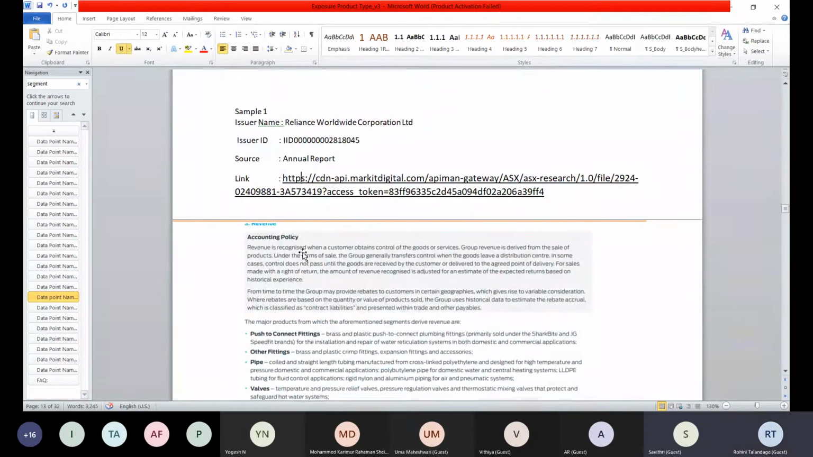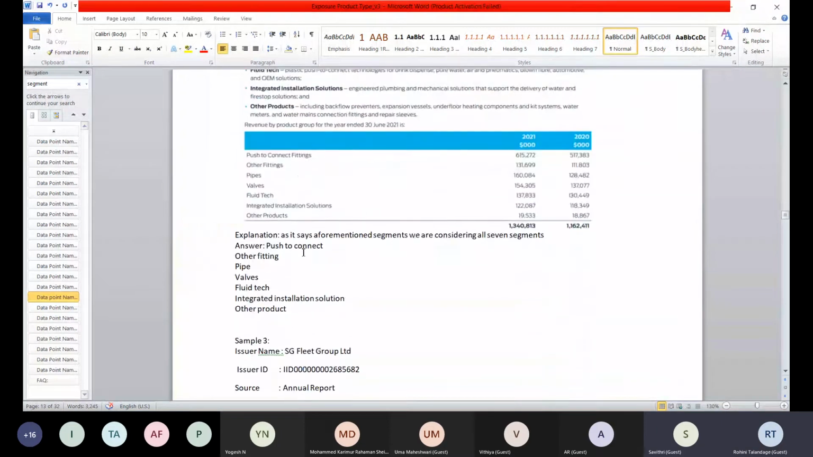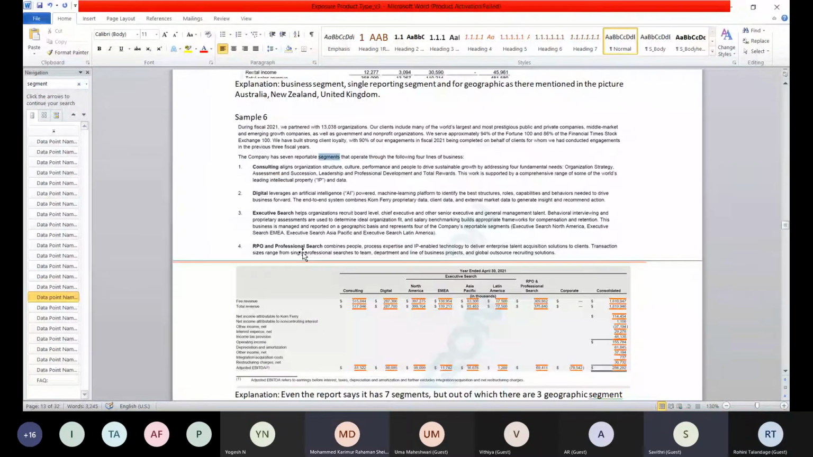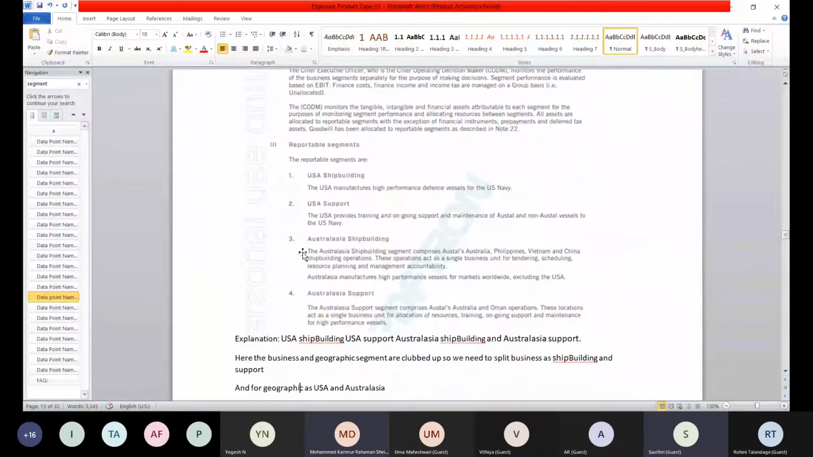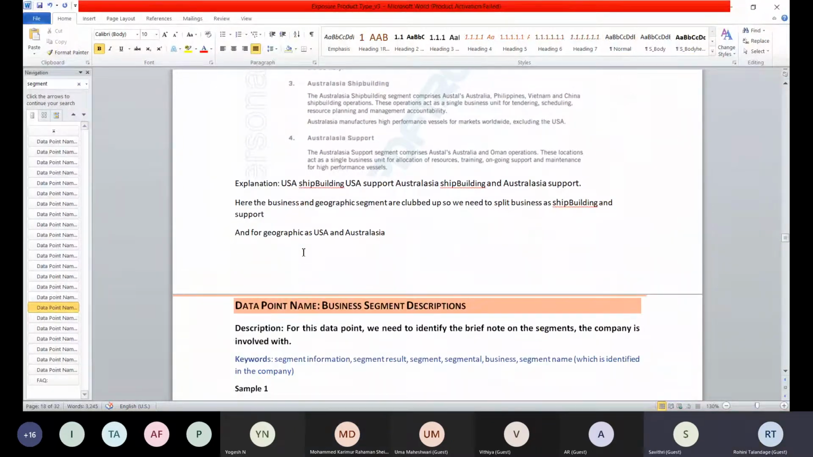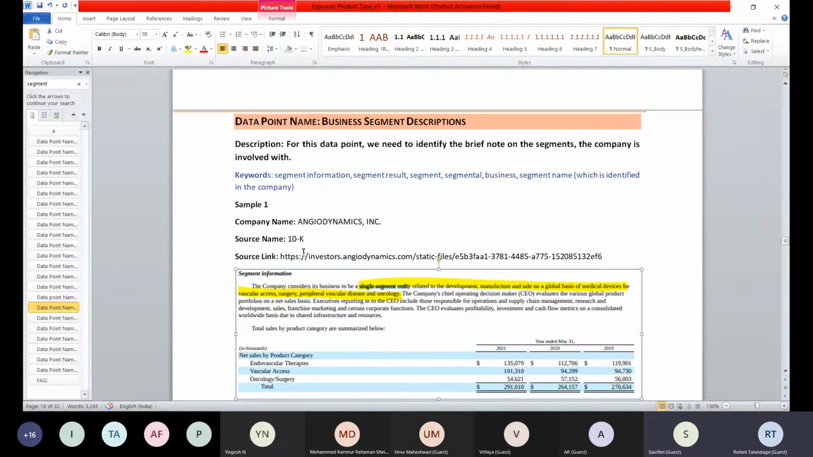For this we have so many examples. I think most of them understood. For the business segment name, we have so many examples. Guys, in this document also, we have provided a number of examples for you. So you can go with that.